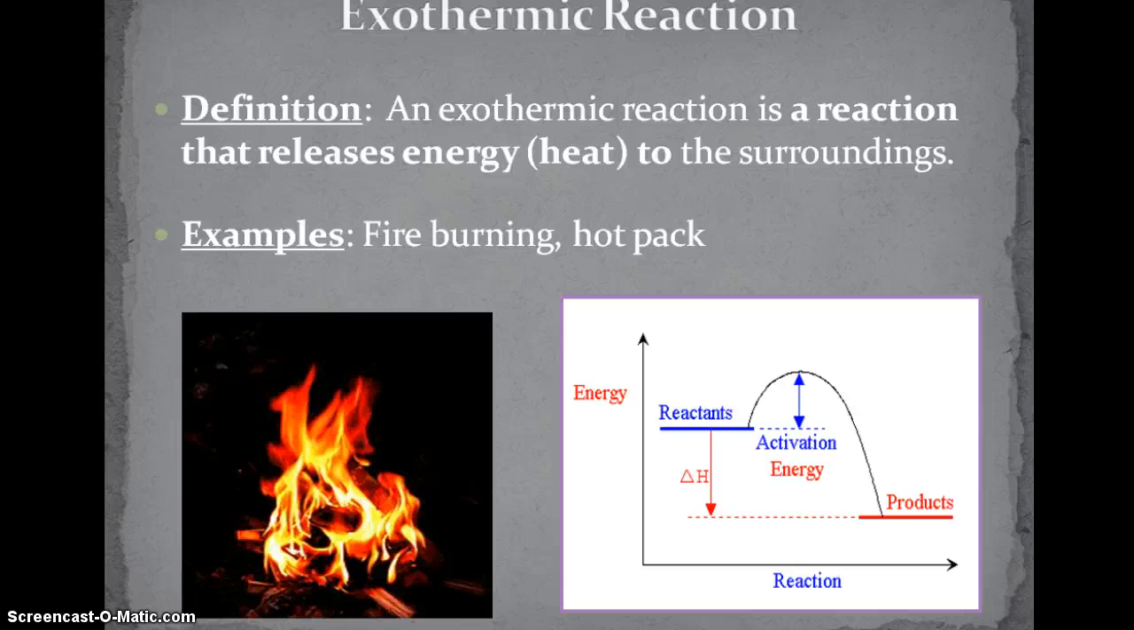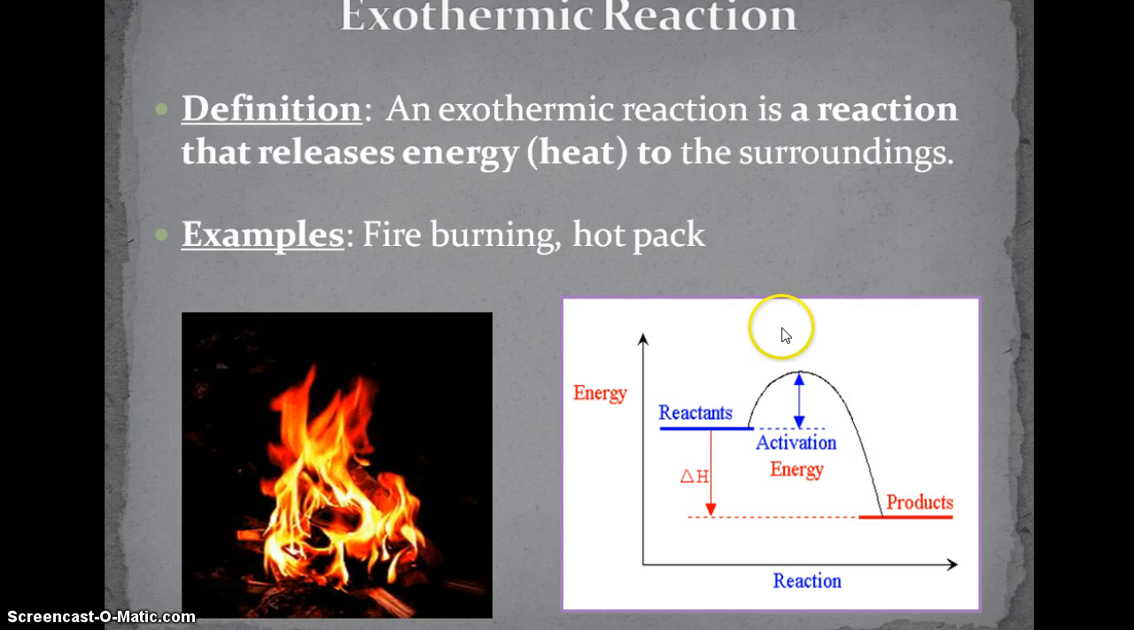Lastly, we have an exothermic reaction. An exothermic reaction is the opposite of an endothermic reaction. It is a reaction that releases energy in the form of heat to the surroundings. Two examples are fire burning, like we see here, and a hot pack. In both of these examples, heat is given off to the surroundings.